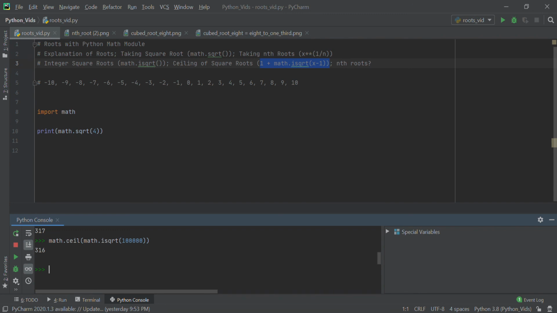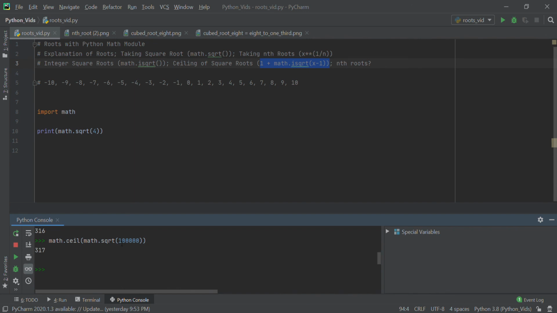And wait a minute, that gives you 316. That's because I'm using the integer square root. So math.ceil of math.sqrt of 100,000. Okay, so ignore the previous one. So the ceiling of the square root. So what's this asking? It's asking what's the square root of 100,000? Take the ceiling of it, and that should give you 317, and it does.